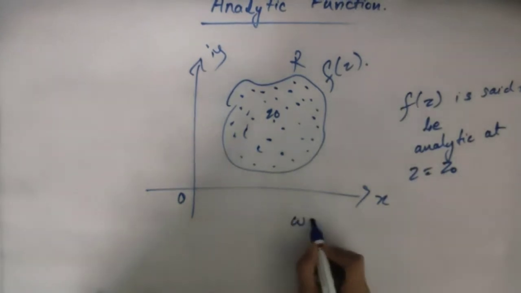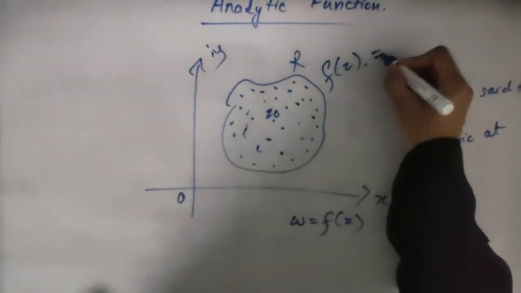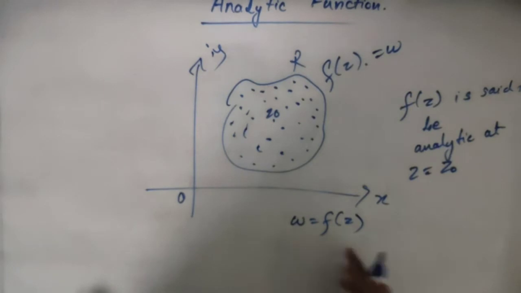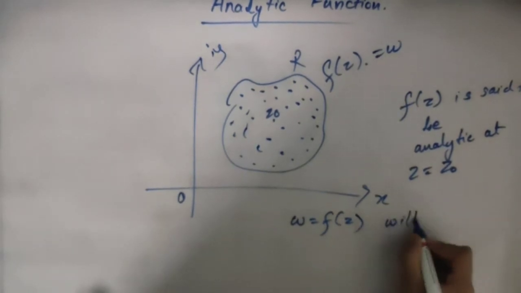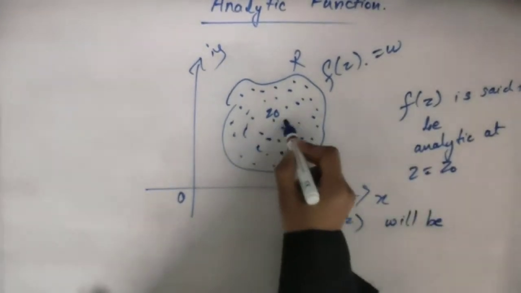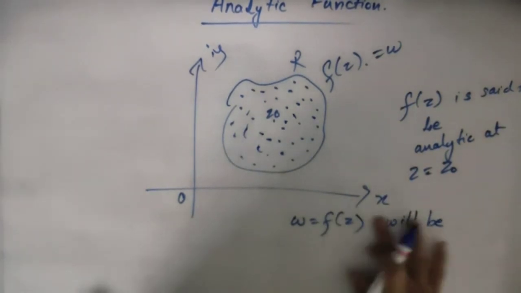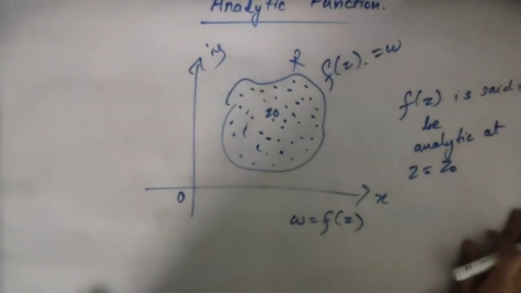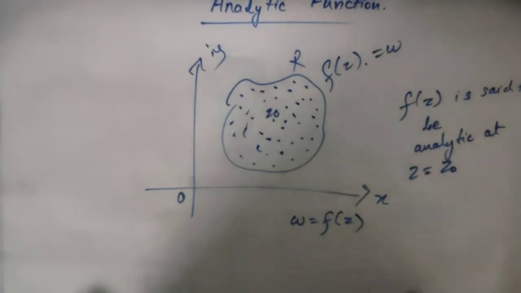Say w is equal to f of z. If I take this to be w, then w is equal to f of z will be analytic if it is differentiable at each and every point, and then we say that the function is analytic in the complete region R.